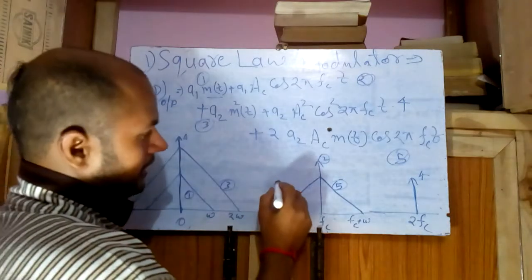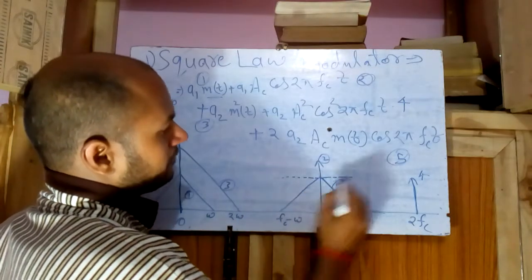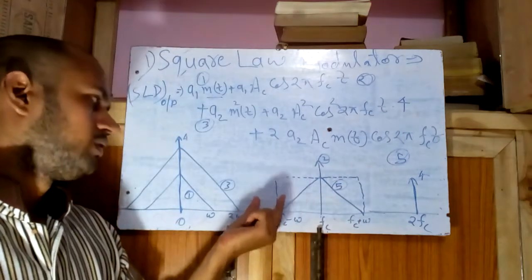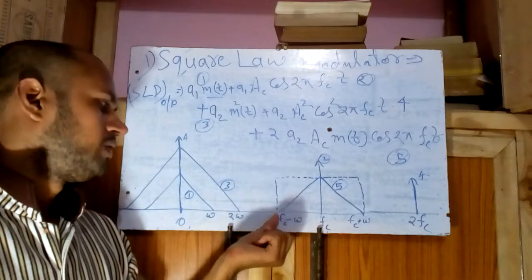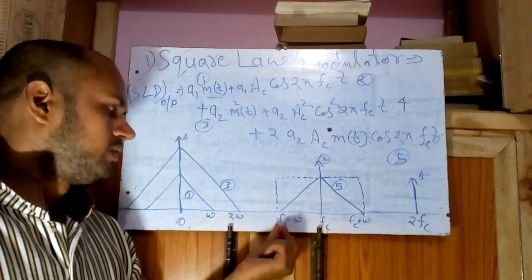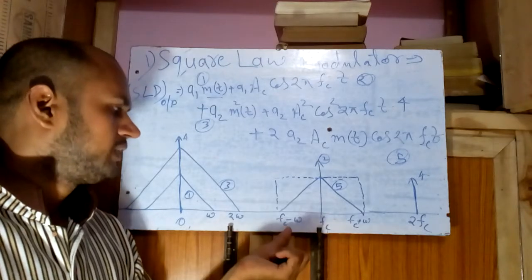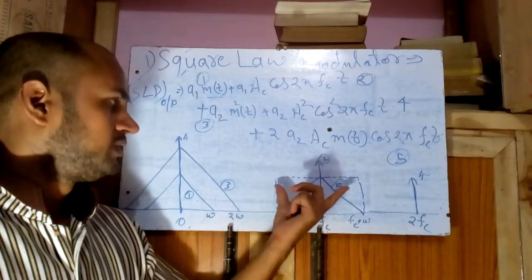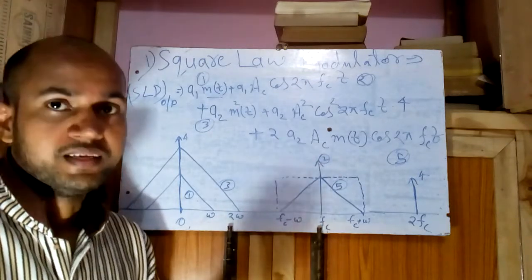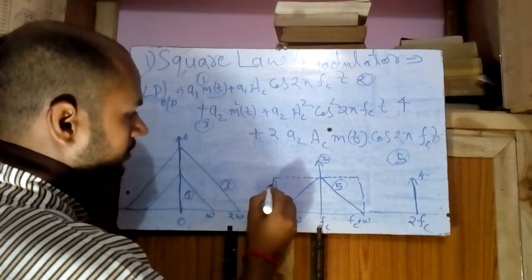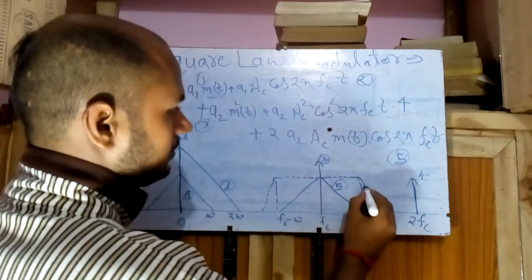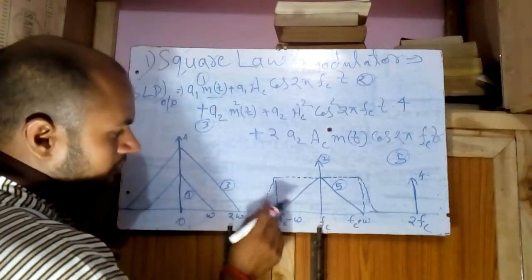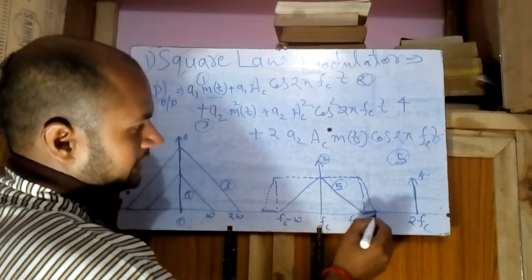But we have no ideal band pass filter. Ideal band pass filter means sharp acceptance and rejection. Sharp means FC minus omega should be in the range, and just below this should be rejected. But this is not ideal. It has a practical characteristic like this, and the practical band pass filter will have some extra frequency components in this range and in this range, right?